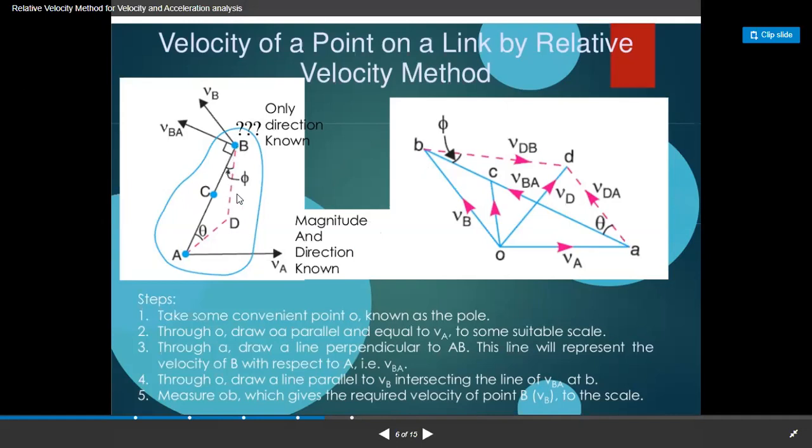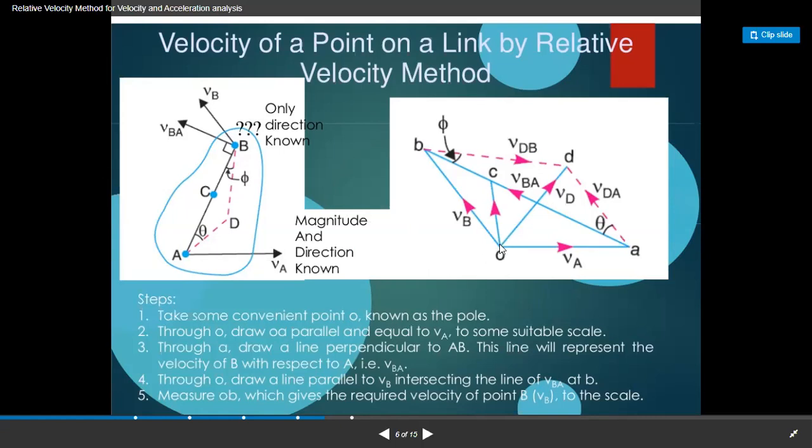Now the direction of VC is the angle phi, right? This is the angle phi plus the angle which is taken for VBA, or you can say the angle taken as phi, or the angle VBA is the angle theta, right? So you have to subtract phi from theta. Then whatever angle you get is here, right?